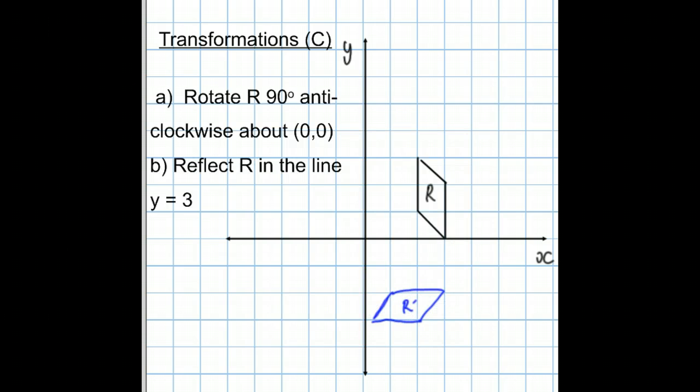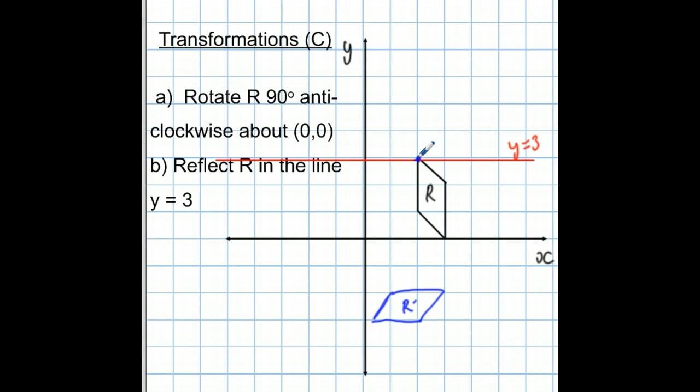Now the next one we're going to look at is a reflection. We're going to reflect R in the line y equals 3. So we draw the line y equals 3, and now we've got to draw the reflection of it. Now the key thing about reflections is that the distance of a point from the line of reflection is the same as the distance of the corresponding point on the image.